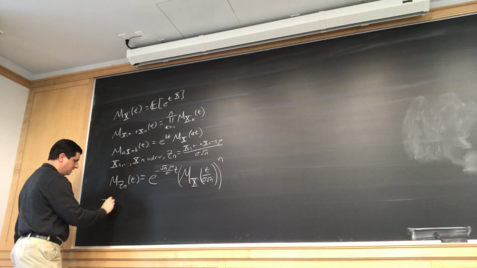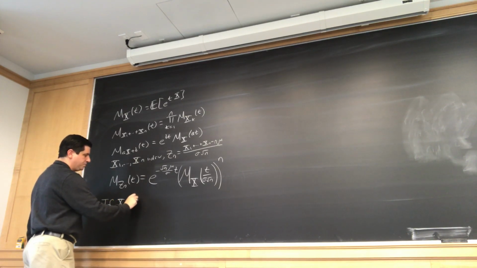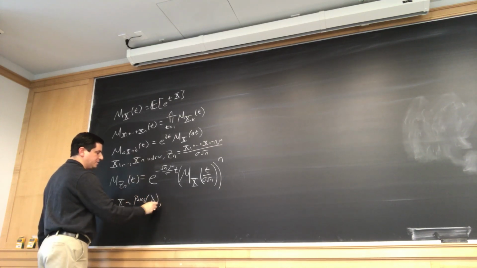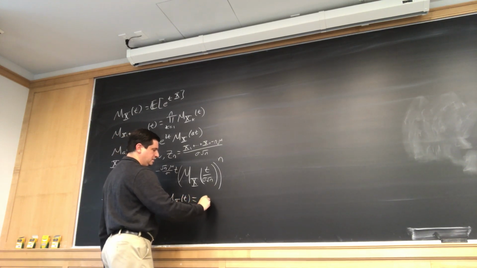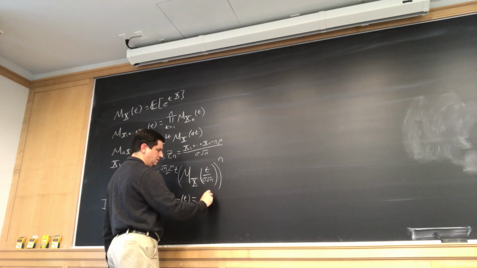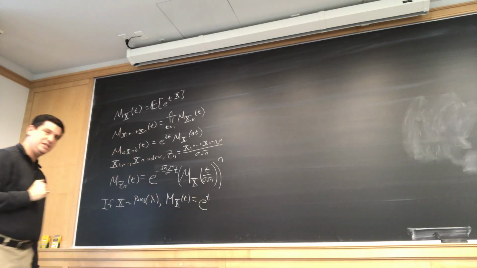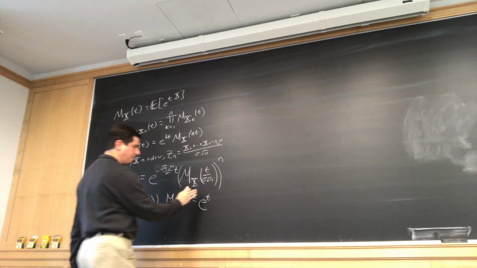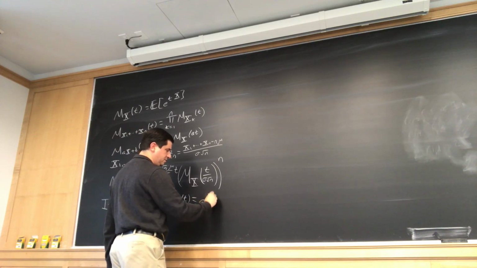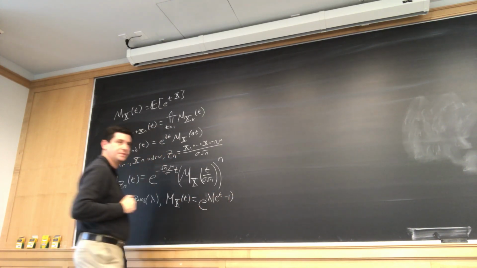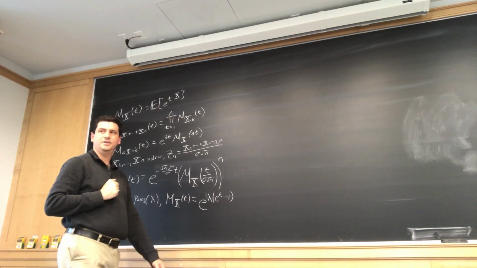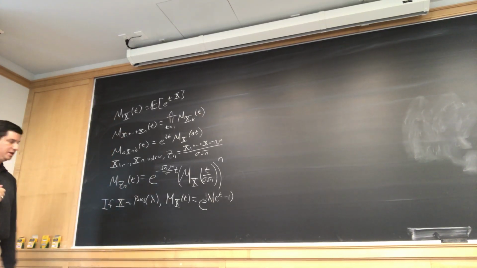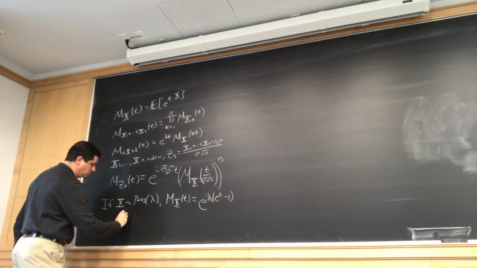And then, if x was Poisson with parameter lambda, we had the moment generating function of x at t, I believe it was e to the lambda, e to the t minus 1. I think it was this. E to the lambda, e to the t minus 1. I think that was the moment generating function. Is that right? That's right. Okay. And then the mu was lambda.